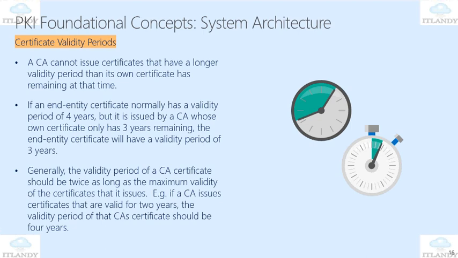Hence, if an entity certificate normally has a validity period of 4 years, but the issuing CA only has 3 years, the end entity certificate will have a validity period of 3 years, which means the fourth year will be ignored. Generally, the validity period of the CA certificate should be twice as long as the maximum validity of the certificates it is issuing. For certs that are valid for 2 years, the validity period of the CA certificate should be 4 years, basically double it.